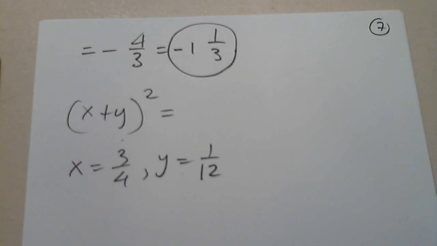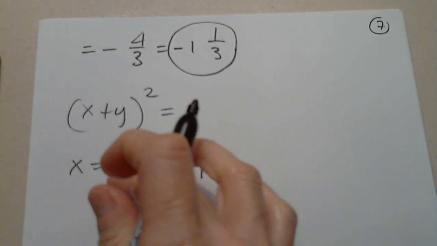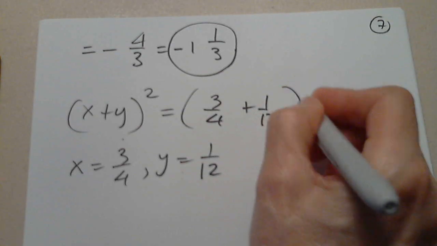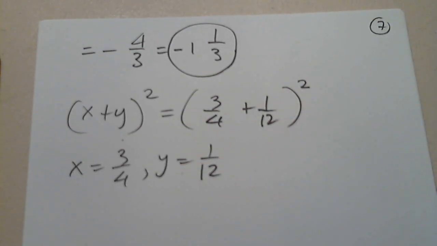What is the very first step here that we need to perform? The very first step, before we even calculate anything. Put the fractions in place of the variables? Exactly. Since they're both positive, very easy. 3/4 plus 1/12, everything squared. Good. What will be the next step that we need to perform?